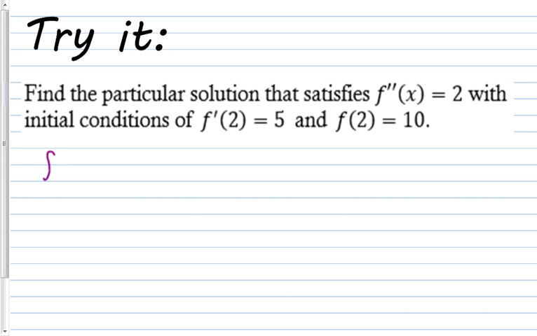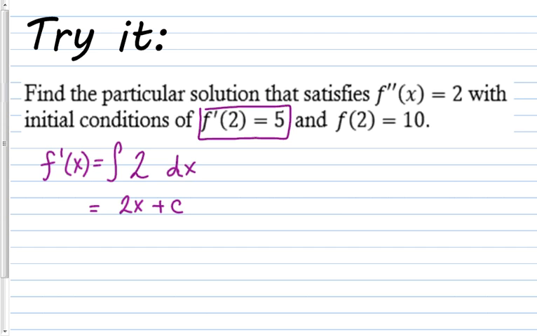All right, so if I want to find the first derivative, because we're starting with the second, this is the equation I'm going to integrate. And I get 2x plus c. According to the initial conditions for my first derivative, I get 5 when I plug in 2. So if this is 4, subtract 4 from both sides, and c equals 1. So my first derivative, my f prime of x, is 2x plus 1.